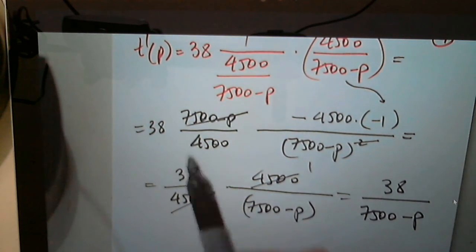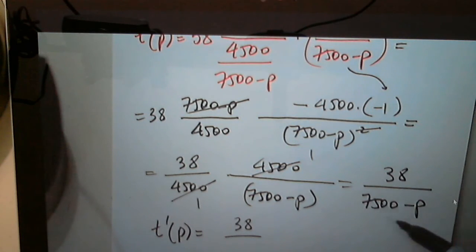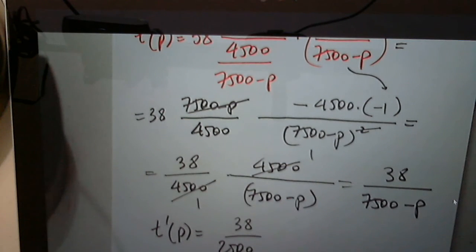This is where I plug in 5,000. So t prime of p equals 38 over 7,500 minus 5,000, 2,500. I will plug this in. So 38 divided by 2,500, so 0.0152.